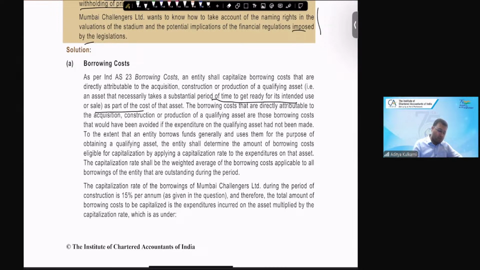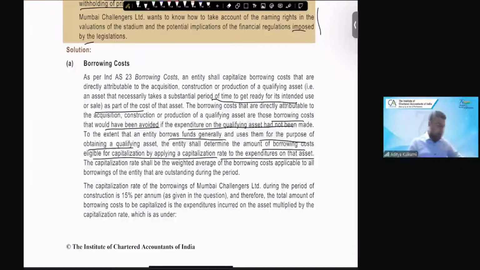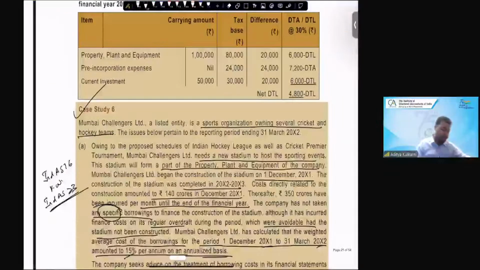That are those borrowing costs that could have been avoided if the expenditure on the qualifying asset had not been made. If you see the question, it's mentioned in one place that if the stadium was not constructed, these costs could have been avoided. So that means I have to take that into consideration. To the extent an entity borrows funds generally and uses them for the purpose of obtaining a qualifying asset, the entity shall determine the amount of borrowing cost eligible for capitalization by applying a capitalization rate to the expenditure on that asset. Capitalization rate shall be the weighted average of the borrowing cost applicable to all borrowings of the entity that are outstanding during the period. So in this particular case, the rate is 15% per annum. And which period shall you capitalize?